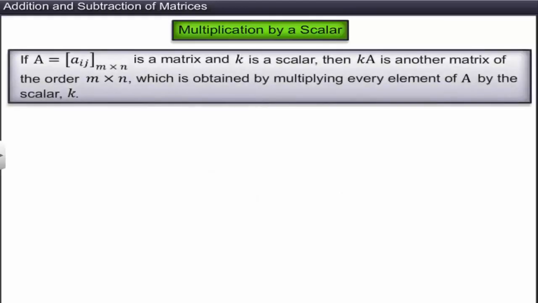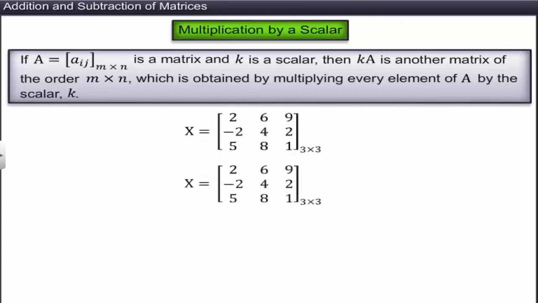If A is a matrix of the order m by n and K is a scalar, then KA is another matrix of the same order, which is obtained by multiplying every element of A by the scalar K. Let's see an example. X is a matrix. We will multiply the matrix with a scalar 4.